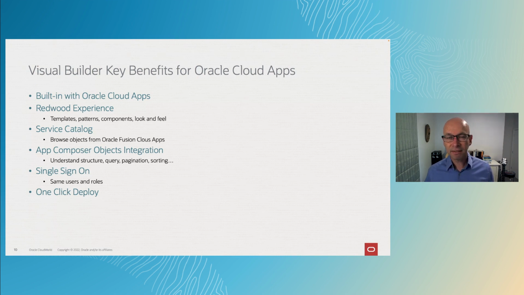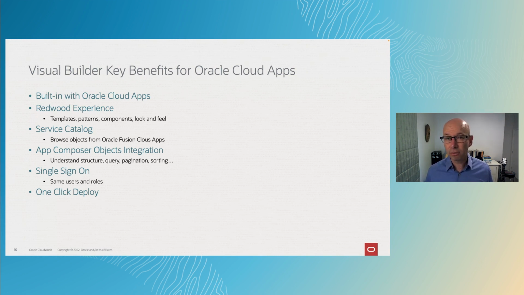Then the next thing is the very easy access to the service catalog. You saw how easy it was for me to go over, look up all the business objects in Oracle HCM, ERP, CX, SCM, and just pick up the objects that I want to show on a page and use it. This is built into our Visual Builder. We are aware of all those business objects, and we know how to work with them in a smart and efficient way.